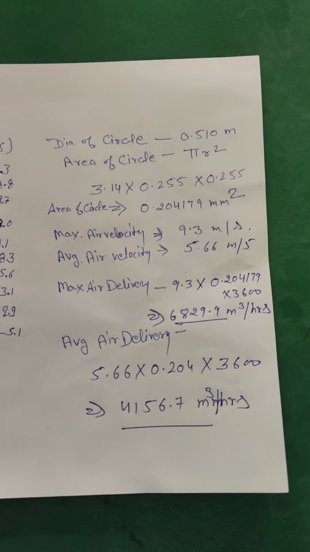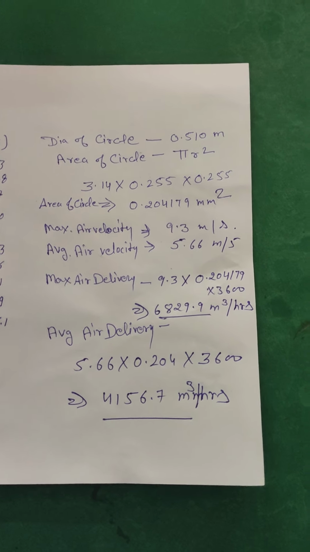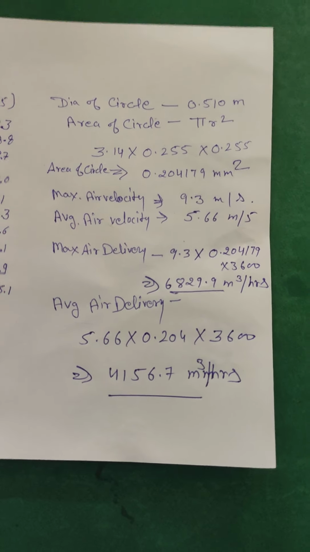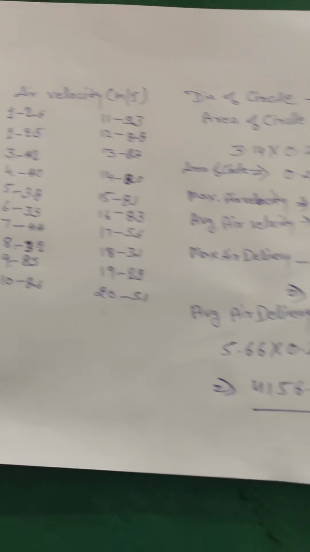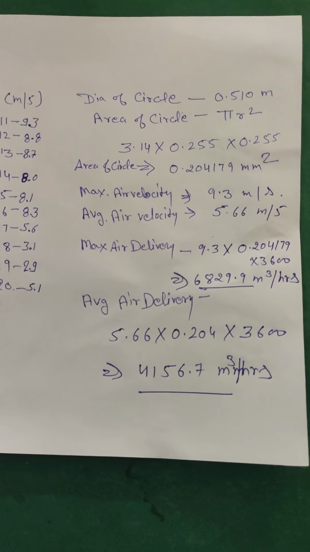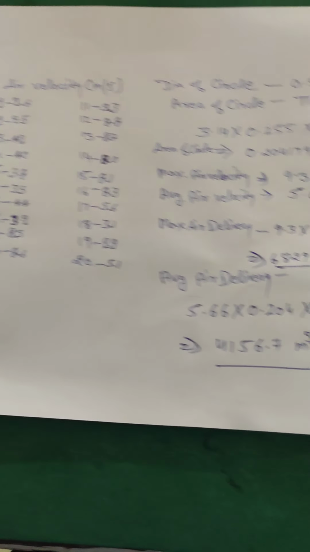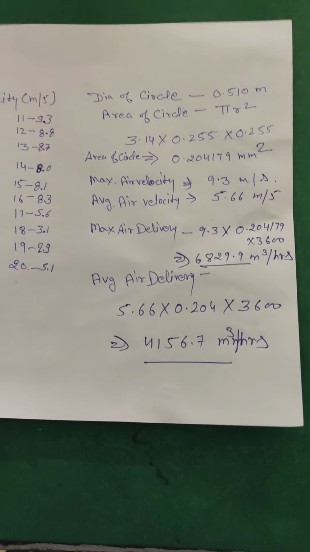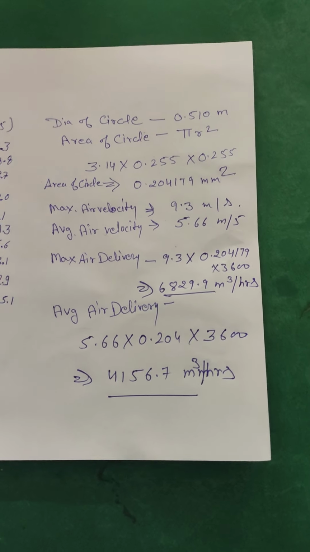Now we are going to calculate the air delivery of this cooler. This is the diameter of the circle, that is 510 mm. We have to calculate the area of this circle, that is pi r square. The area of the circle comes to 0.204. Our maximum air velocity was on the 11th portion, 9.3. So the maximum air velocity is 9.3 meter per second. Our average air velocity over the 20 portions was 5.66 meter per second. So the maximum air delivery is 9.3 into that area into 3600, to convert from seconds to hours.